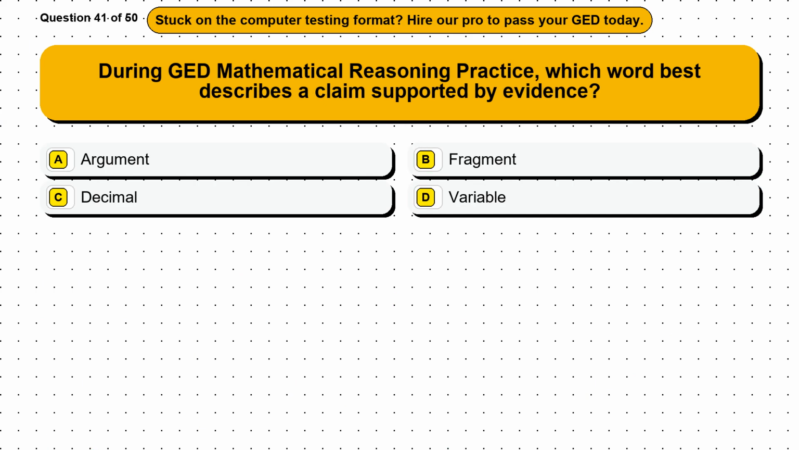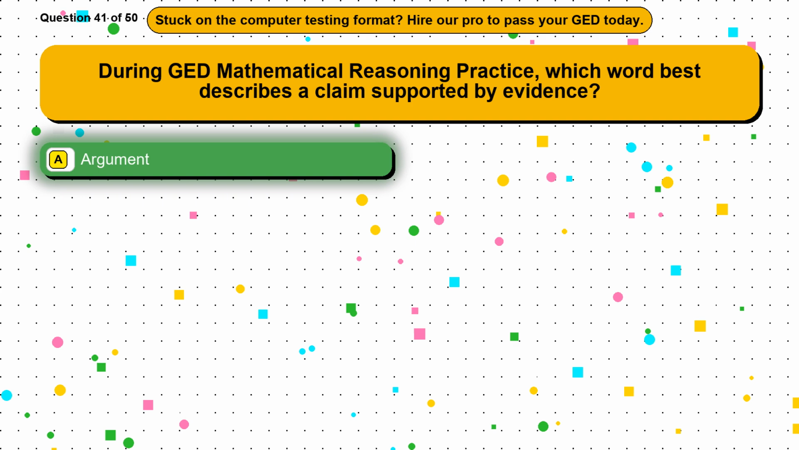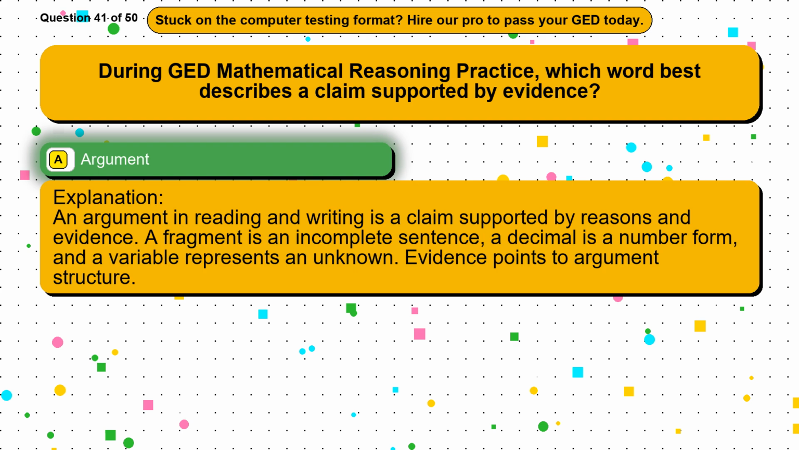Question 41. During GED Mathematical Reasoning Practice, which word best describes a claim supported by evidence? Option A, argument. Option B, fragment. Option C, decimal. Option D, variable. The correct answer is option A. Argument. An argument in reading and writing is a claim supported by reasons and evidence. A fragment is an incomplete sentence, a decimal is a number form, and a variable represents an unknown. Evidence points to argument structure.